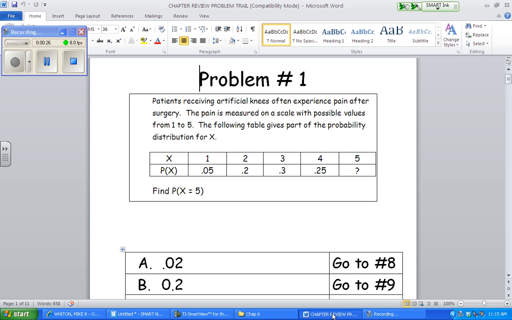So this one, again, it's just one of those rules. If all the probabilities in a discrete distribution, or any actually, they need to add up to 1. So you have just one missing piece there, so you can add those up and subtract from 1, and you should get the answer of B, 0.2 for number 1. Okay, so that would take you to number 2.